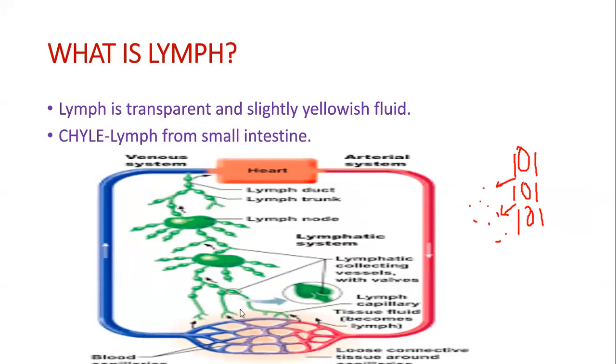So the very thick vessels are called lymph vessels. You can see that lymph is collecting in the vessels with walls, and these are the lymph nodes. The swollen structures you can see are called lymph nodes, and this is the lymph trunk, and then it goes back to the venous system and then to the heart. So, venous system.